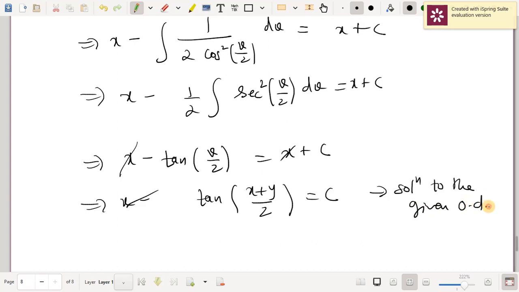Okay, so this is how we solve the differential equation using the separable variable technique.